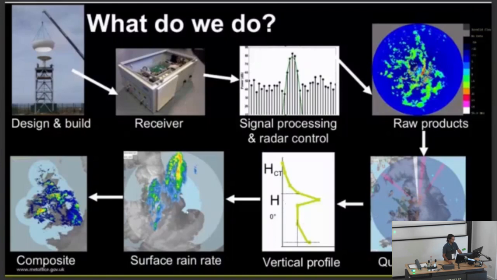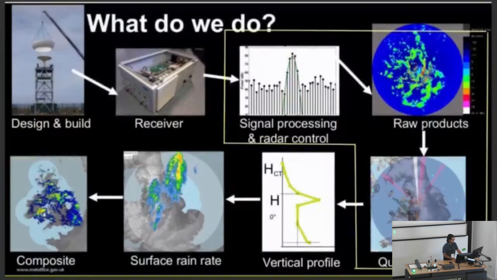And then there's a whole bunch of other clever things that have to go on, because we want the rainfall rate at the surface, not up in the atmosphere where it was measured by the radar. And then when all that's done, we stitch them all together into a composite using the best data that's available for each location. So in this talk, I'm mostly going to be working around this area here.